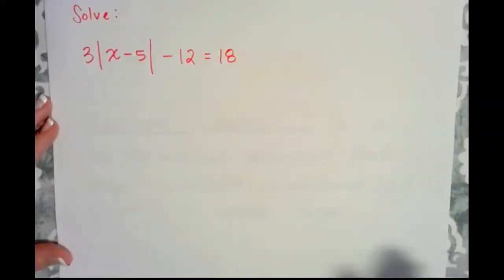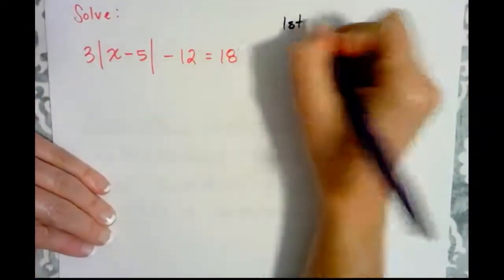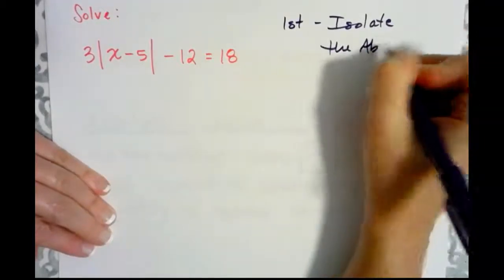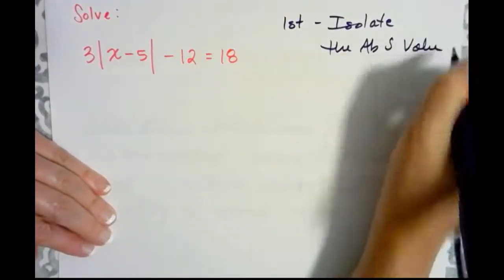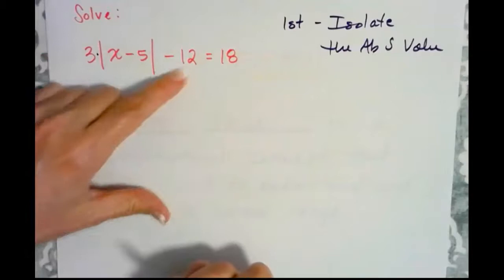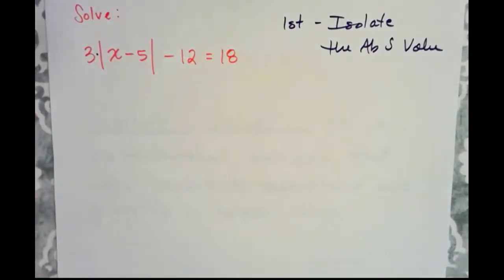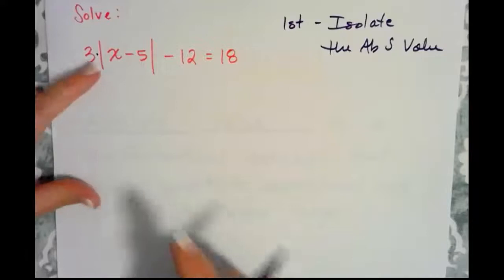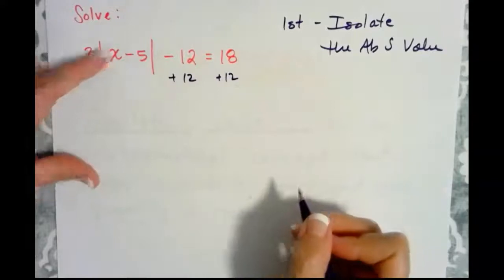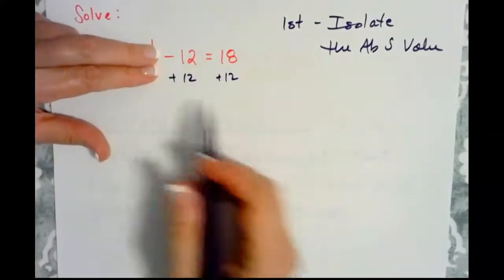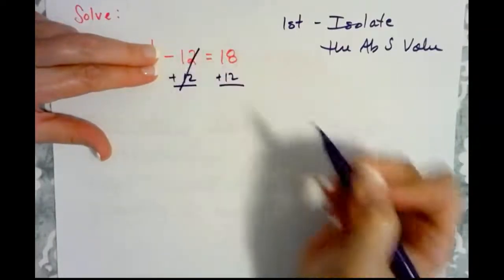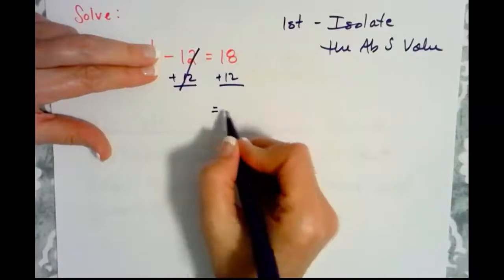Okay, last problem. Here goes. Step 1, isolate the absolute value. There we go. So remember, we've got multiplication and we have subtraction. We need to go in reverse order of operations when we have multiplication and subtraction. So we are going to undo the 12 first. How do we undo a -12? We add 12 with the addition property of equality. So -12 plus 12 cancels. 18 plus 12 is 30.